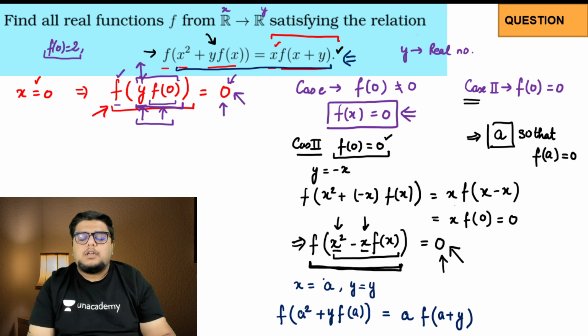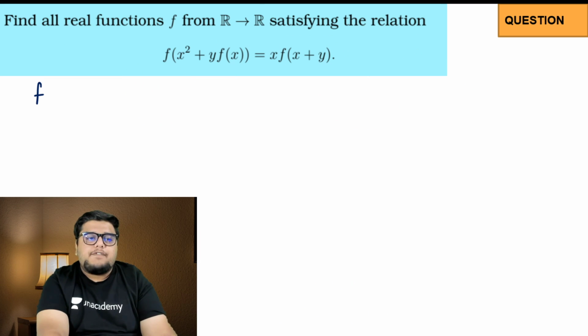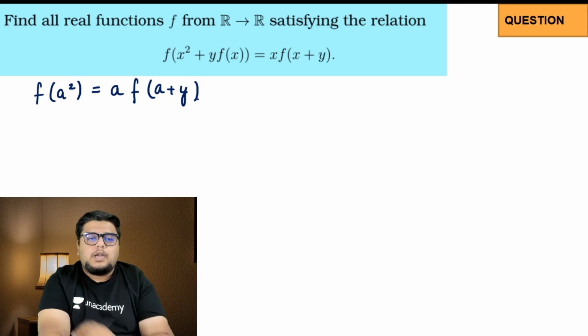Now, when you look at this, f of a, I have already told you that is going to be coming out to be equal to 0. So let me just change the screen and I will simplify this further. Let's make it 0. So finally what I will get is f of a square equal to a into f of a plus y.